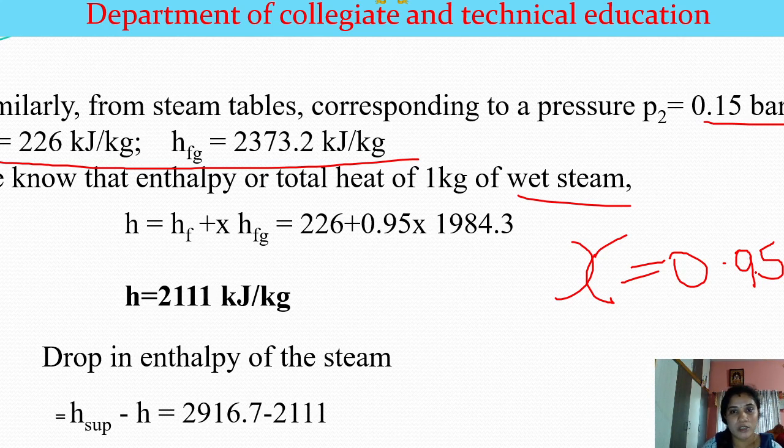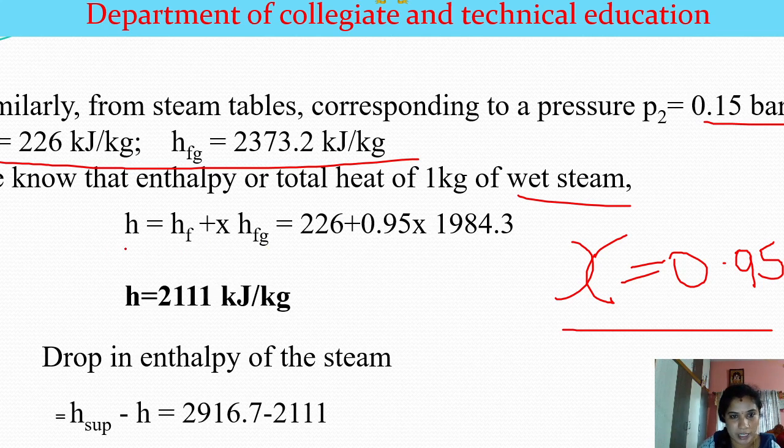The initial steam was a superheated steam. When it flows through the engine, there will be expansion, and work done will take place. Due to this work done, there will be expansion of the steam. So once it is expanded, the steam we get will be a wet steam. That is what they have explained in this particular problem. So they have given x as 0.95.